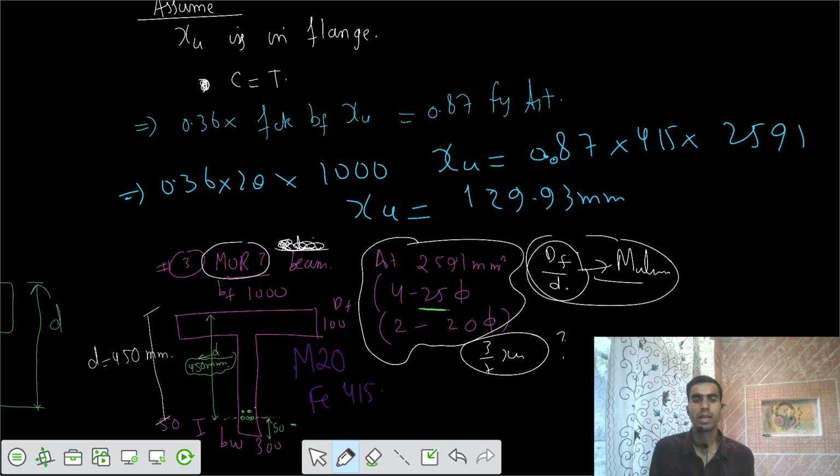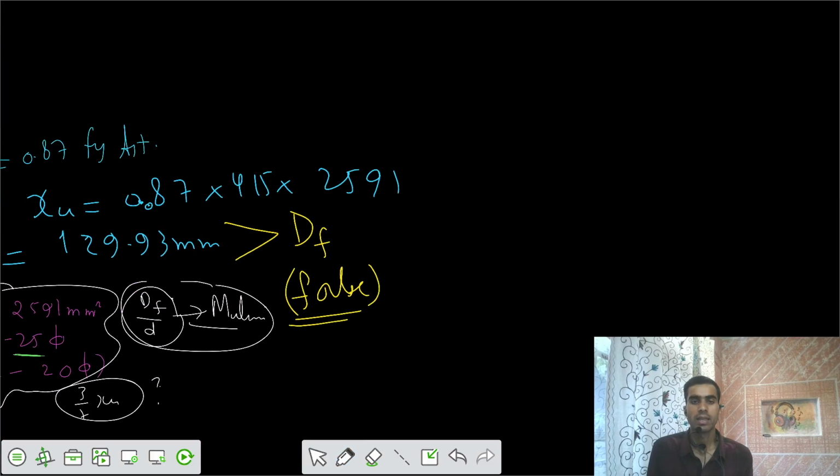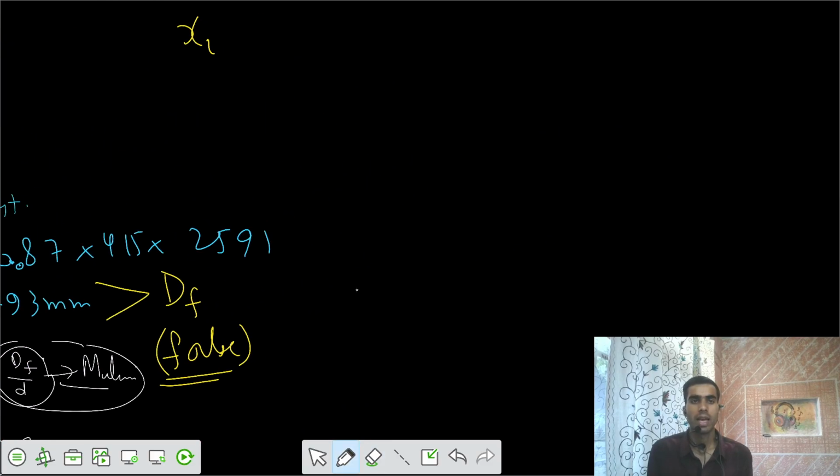Now we have to check whether this is true as per the assumption. Your flange is only 100, but your xu is greater than Df. So this is false. The assumption is not true. So we need to take the second case, that means xu is not in the flange. The actual value of xu is in the web.